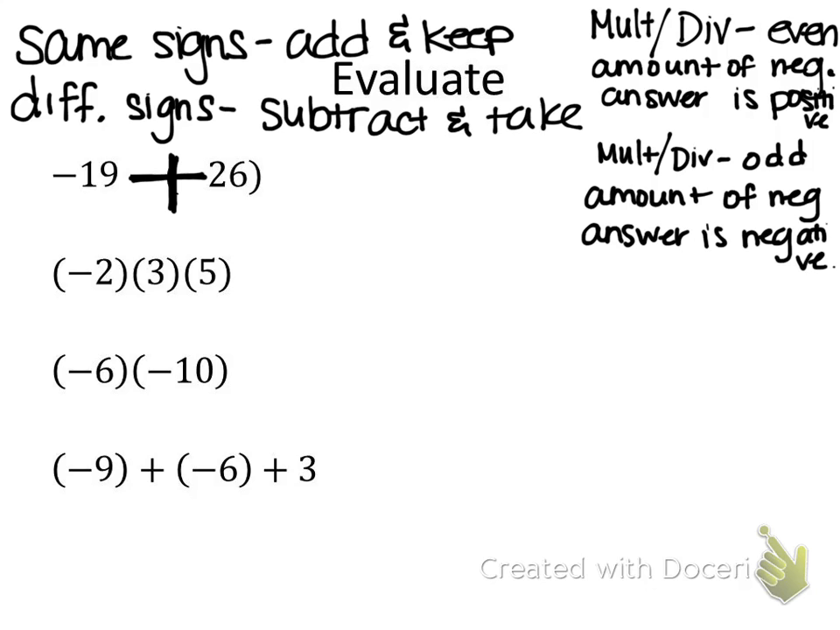Do I have same signs or different signs? Different. I've got a negative 19 and now a positive 26. So I subtract the numbers. 26 minus 19 is 7. And I take the sign of my biggest number. What's the sign of my biggest number? Positive. So my answer is positive 7.